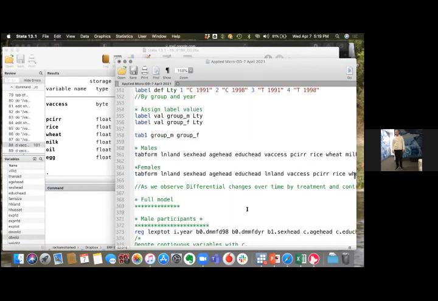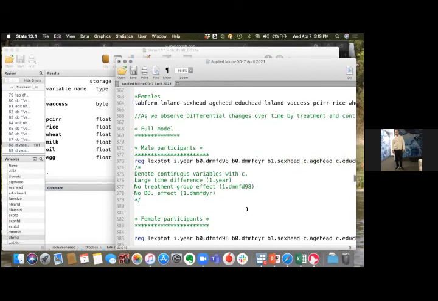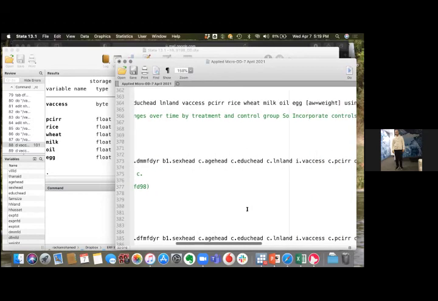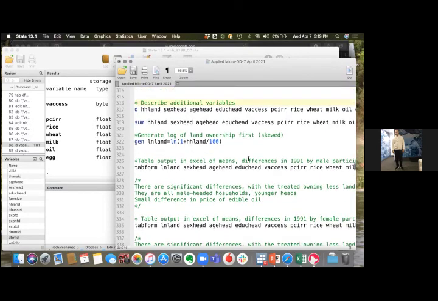Professor, why do we generate the log of land with this form, one plus land? Yes, because the area of land is very small for some individuals. We want to include the log, but we cannot include the log of very small land values, so we correct for it by adding 1.